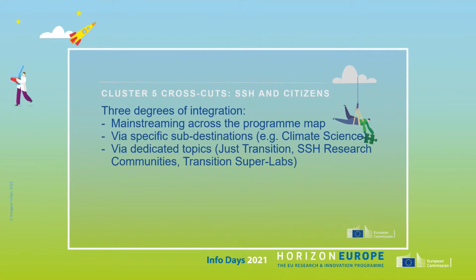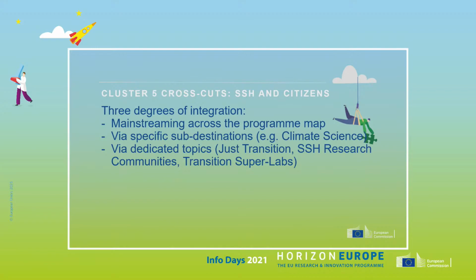The second way in this cluster is via specific sub-destinations. You know that the cluster itself is subdivided into destinations, and in one of those destinations, unfortunately, only one of them, you find a sub-destination that deals explicitly with the social sciences and humanities. It's the first one on climate. Now, this is something that is very useful and that you find there.